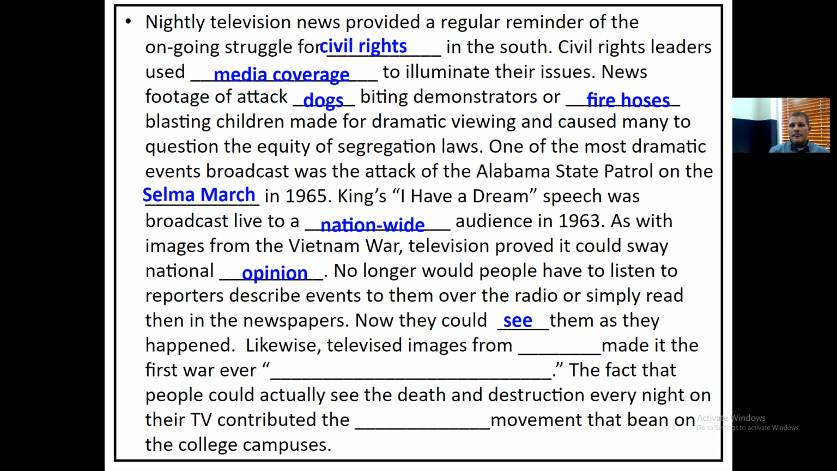Likewise, televised images from Vietnam made it, guys, this is the memory clue to remember television, the first ever war fought in your living room. You could turn the TV on and see the war being fought in your living room. What a great phrase, fought in your living room. The fact that people could actually see the death and destruction every night on their TV contributed to an anti-war movement that began on college campuses.